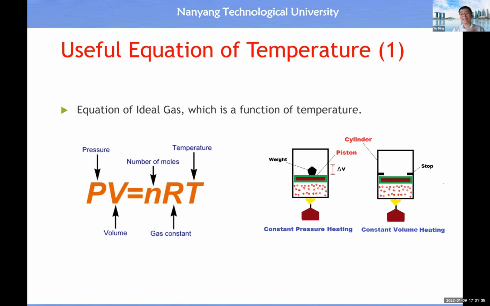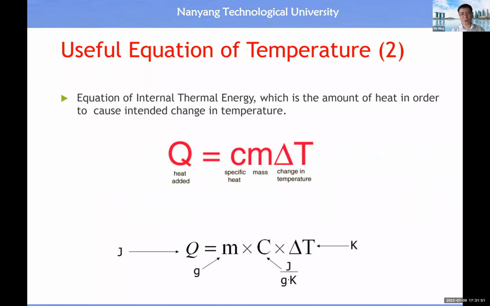If we want to study a one-to-one relationship, we can keep P constant, then we know what the TV relationship is. We can keep V constant, then we want to know what the PT relationship is, right? So this is one useful equation for us to use.